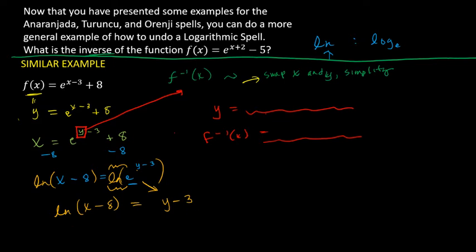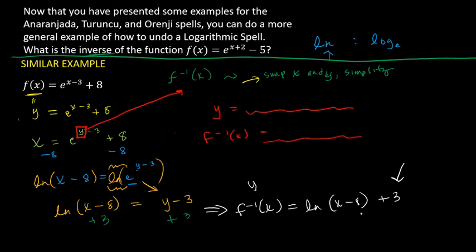My only other thing I need to do is to add 3 to both sides. And my final statement is that y, or f negative 1 of x, is equal to natural log, or ln, of x minus 8, plus 3. Notice that the plus 3 is not included in the natural logarithm. It was originally part of that exponent, and that's why it has escaped being part of any sort of logarithmic statement. So you will be able to take a similar track in solving yours.